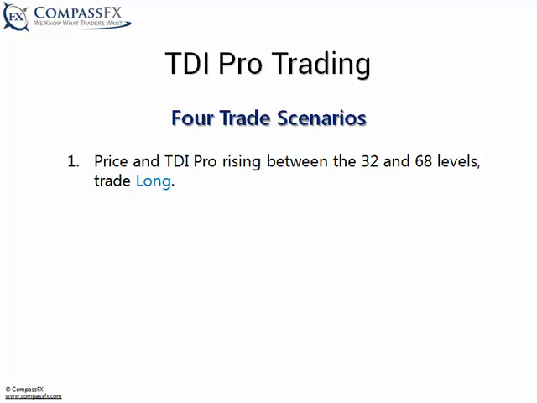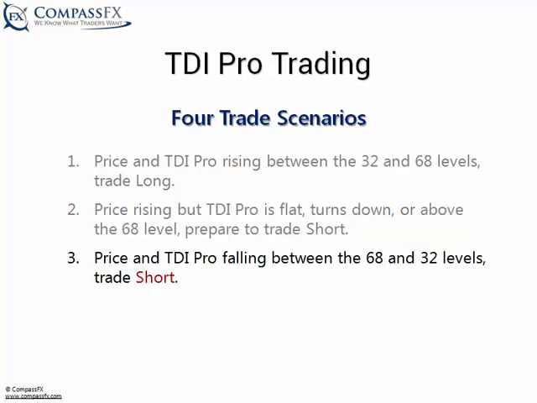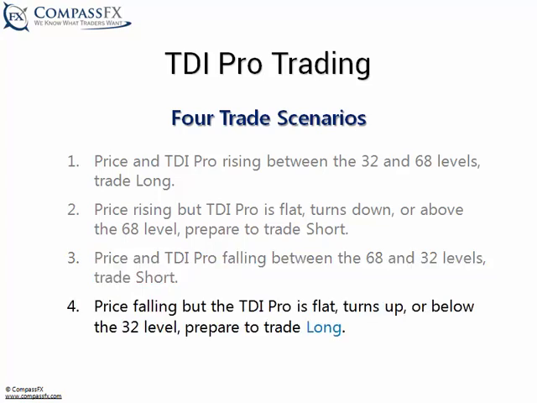There are four trade scenarios. Number one, price in the TDI Pro rising between the 32 and the 68 levels, you look to trade long. When price is rising but the TDI Pro is flat or turns down or above the 68 level, prepare to trade short. When price and the TDI Pro are falling between the 68 and the 32 levels, trade short. And when price is falling but the TDI Pro is flat or turns up or below the 32 level, prepare to trade long.